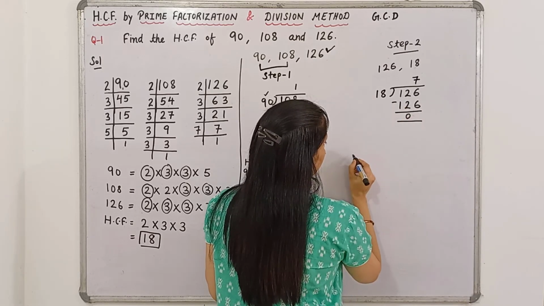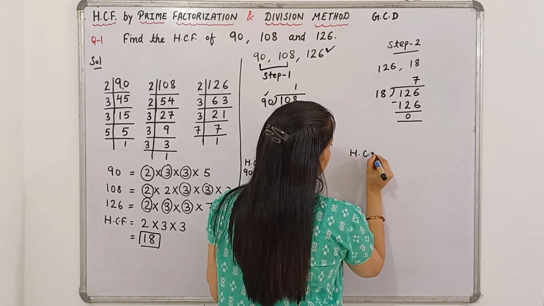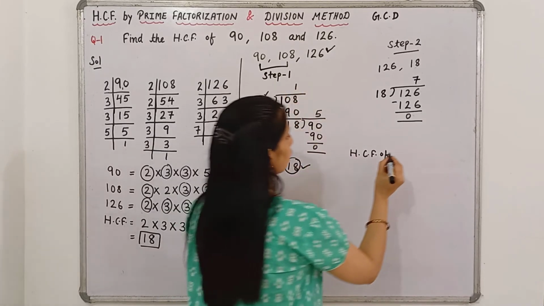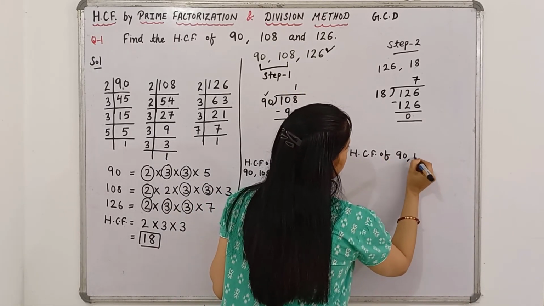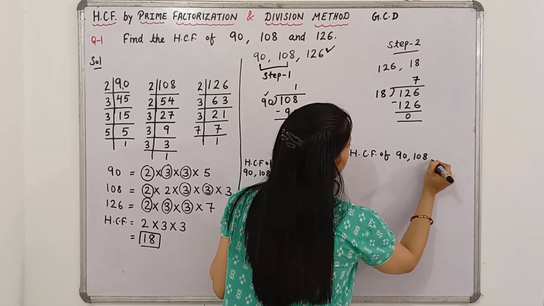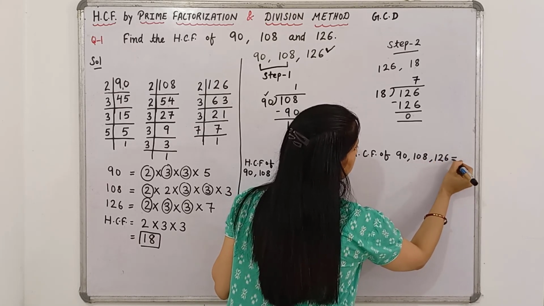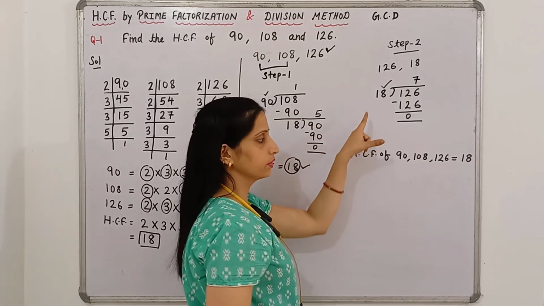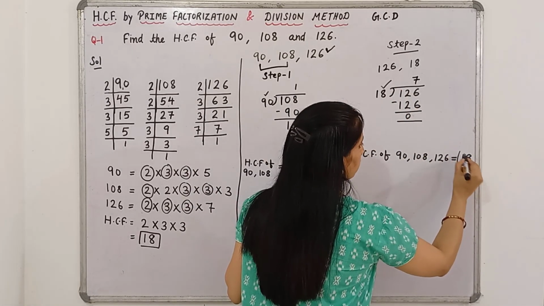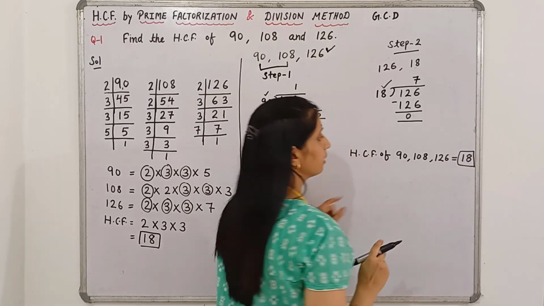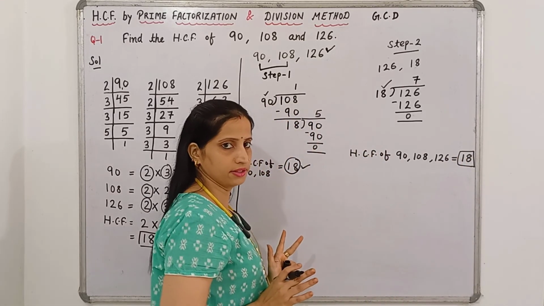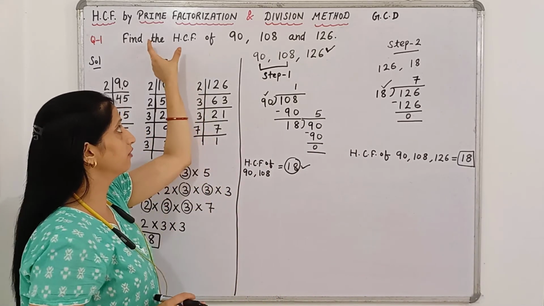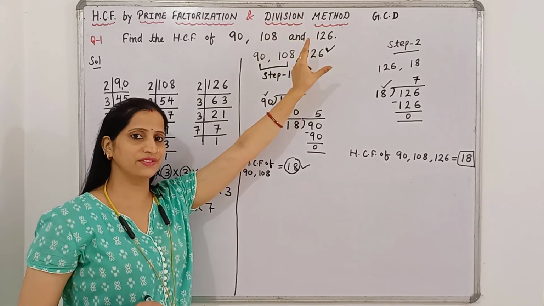Hence the GCF of all three numbers, which means the GCF of 90, 108 and 126, will be 18 because it is our last divisor here. Okay. So whenever 3 or more numbers are given, at that time we will use this method. Okay. So I think now it's clear to you both the methods, prime factorization as well as division method.